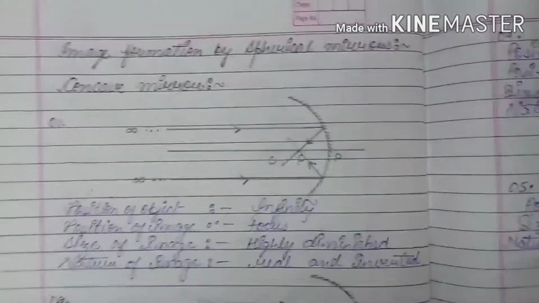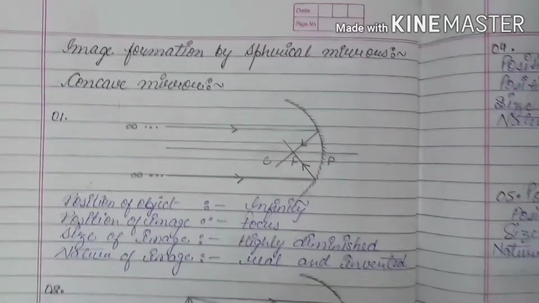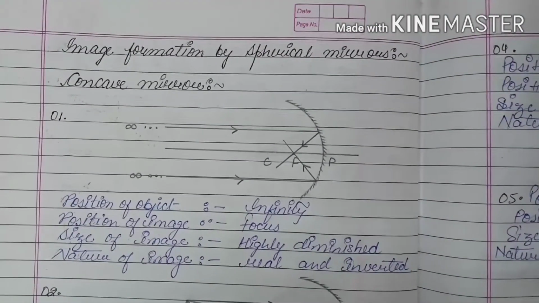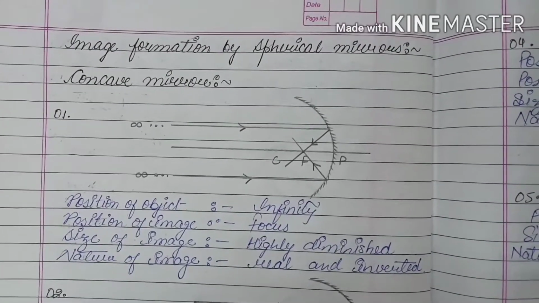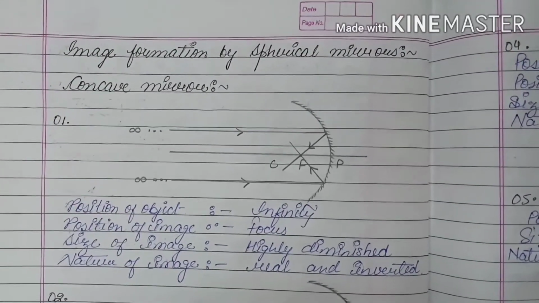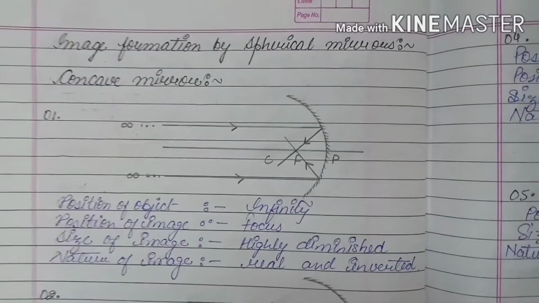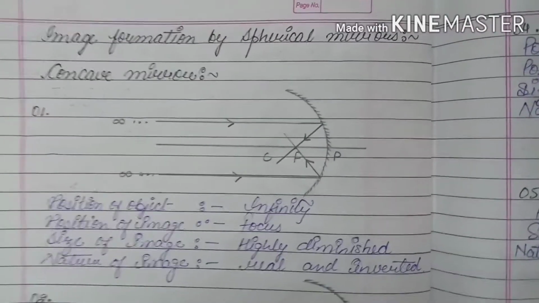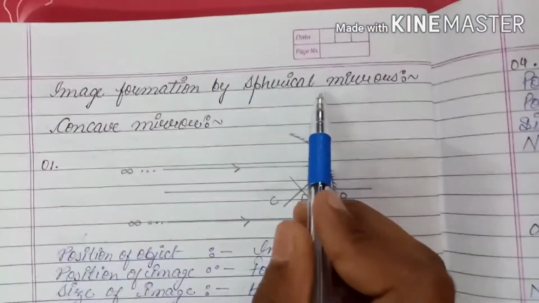So this is part 2 for the chapter light reflection and refraction. I have posted the part 1 video one day ago. You can go and watch it. I have given the link in my description box. Now moving on, in the first part we have done till rules for image formation. Now in this part we will discuss the image formation by spherical mirrors.